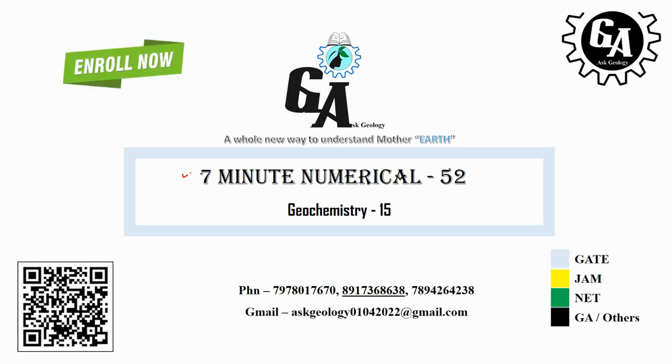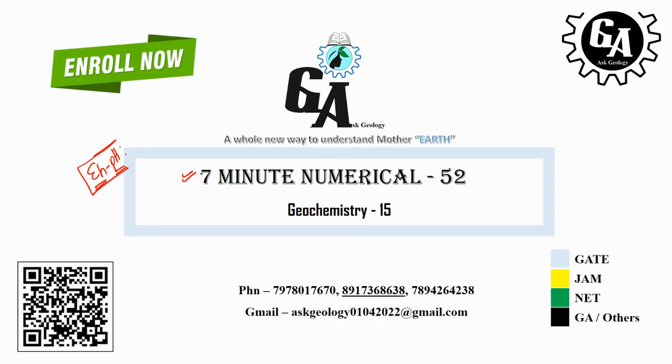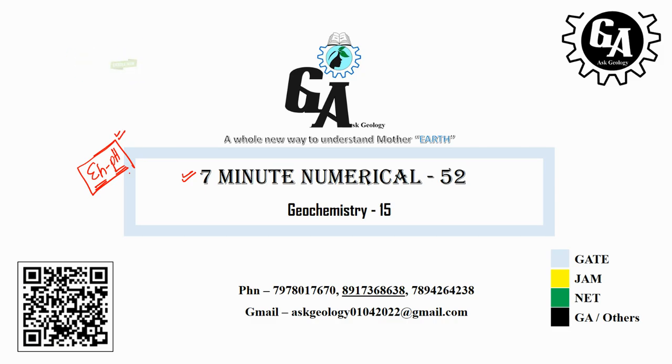So, in today's 7-minute numerical, we will be discussing one geochemistry question that was asked in GATE 2021. This is basically one Eh-pH relation, and all of you know the diagram which shows the Eh-pH oxidation and reduction conditions. That is called Pourbaix diagram. Okay, so let's see the question.